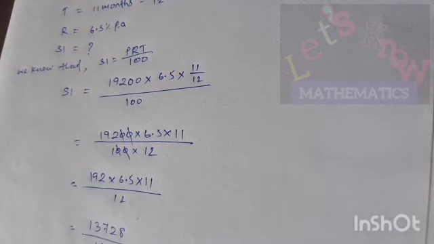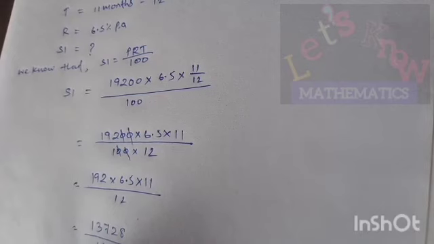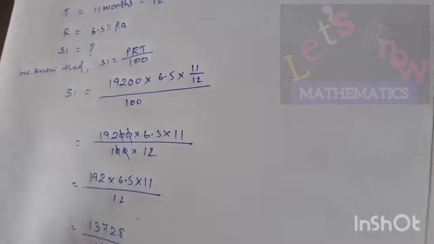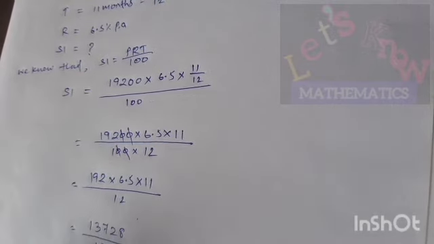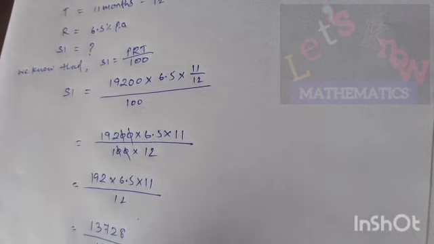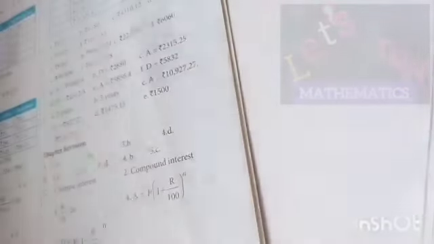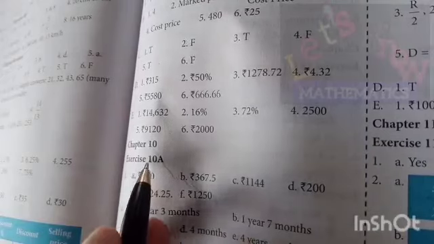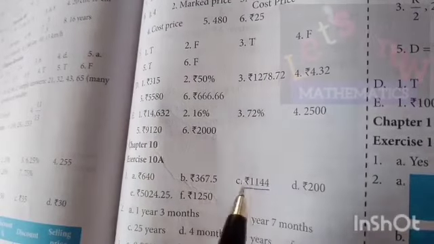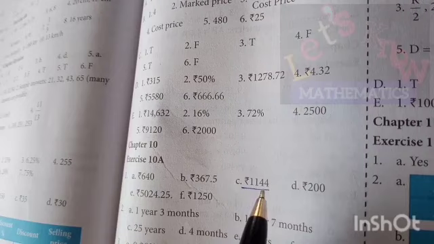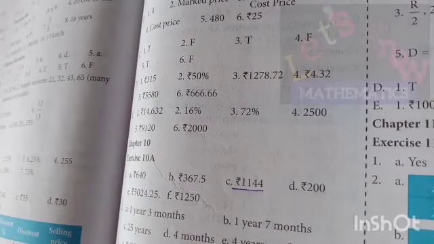If we divide it by 12, then how much will we be getting? 1,144. That means the required SI, simple interest, is equal to rupees 1,144. Then let's see whether the answer is correct or not. See, exercise 10A, number C, it is 1,144. That means our answer is very correct.